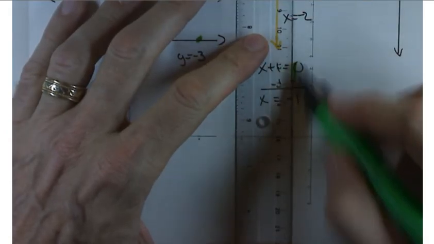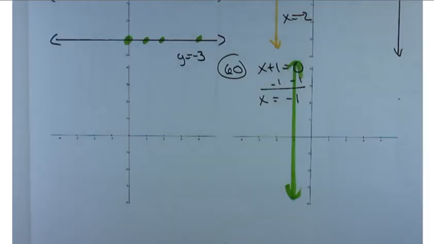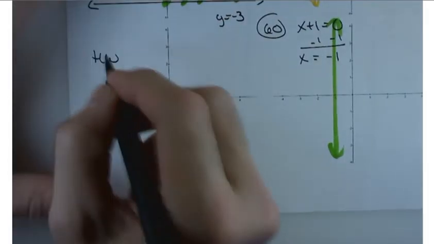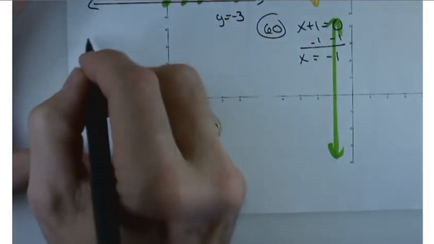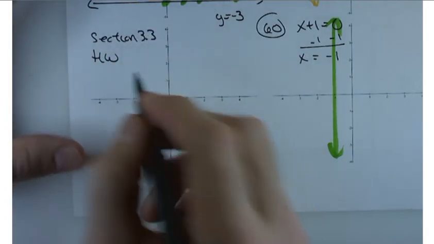There's your graph. For homework, this is section 3.3. Try 11 through 59. Of course, as usual, that's just the odd problems.